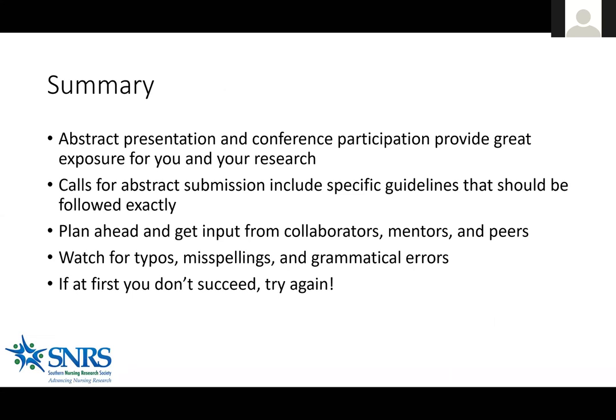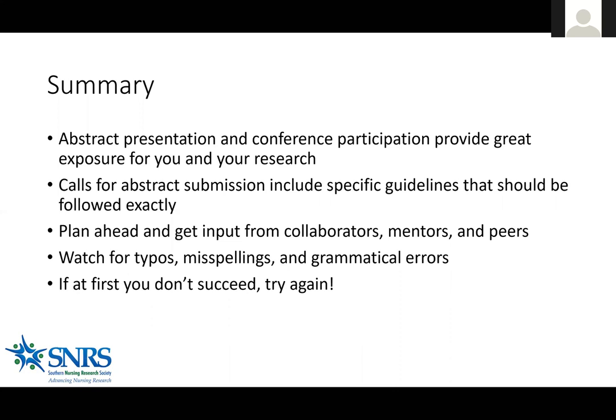So in sum, abstract presentation and conference participation provide great exposure for you and your research. For those of you that are students or postdoc or early career, SNRS is a really great place to get exposure in a way that's a smaller conference that is not as intimidating as some of the larger national conferences might be. The calls for abstract submission include specific guidelines that should be followed exactly.